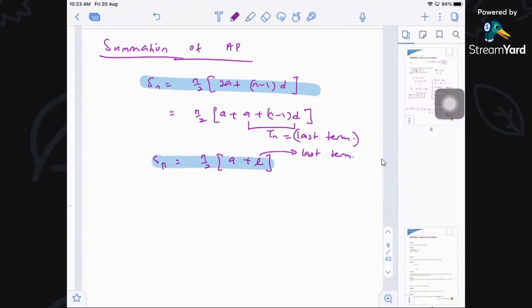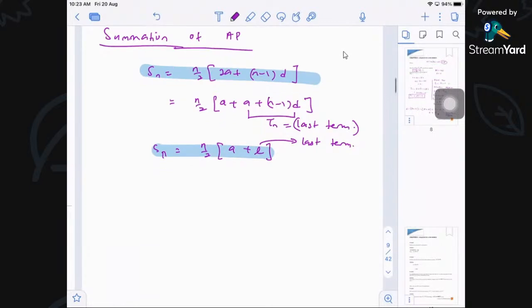Any problem until here, class? So far everybody okay? Can accept this? Okay, good. So this is the summation formula which we will apply.